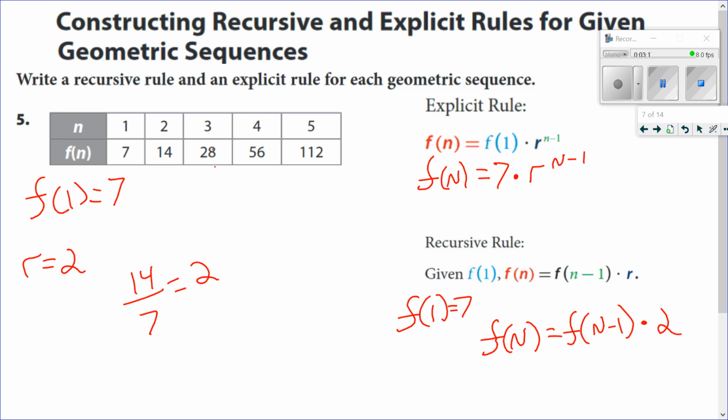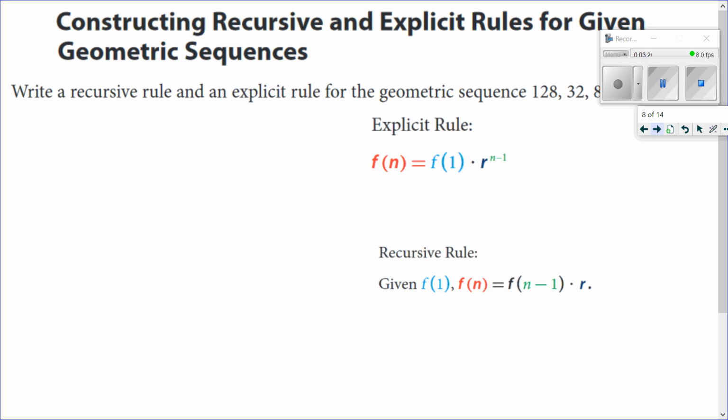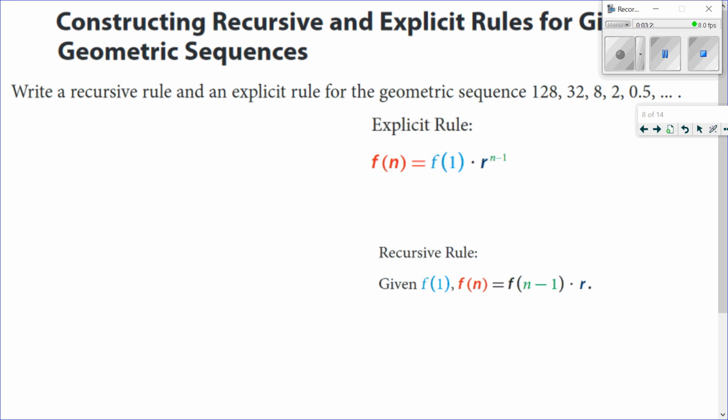Okay, let's take a look at another example. Here we're going to write the explicit rule and the recursive rule as well, and they give us just the sequence without a table. But everything remains the same. We're going to have f of 1 and the common ratio, which is r. We have to figure out what those two things are. All right, so f of 1, the first term, is 128.